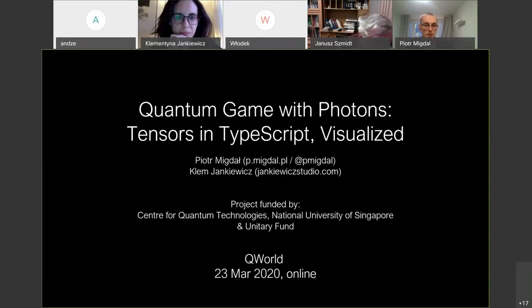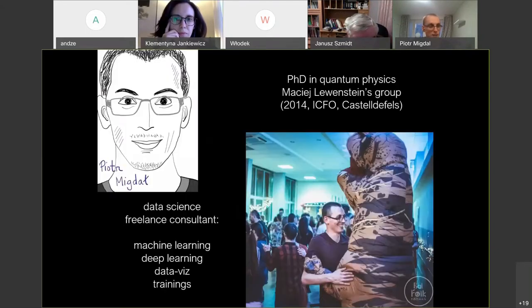Let's start. We are Piotr Migdał and Klementyna Jankiewicz, and we would like to talk about Quantum Game with Photons, a project that we started developing at the Center for Quantum Technologies in Singapore, an institute that some of us may know. My background is in quantum optics from ICFO in Spain. But then I turned to data visualization and machine learning. Though, as you see, from time to time I go on journeys back to physics, like with this quantum game.